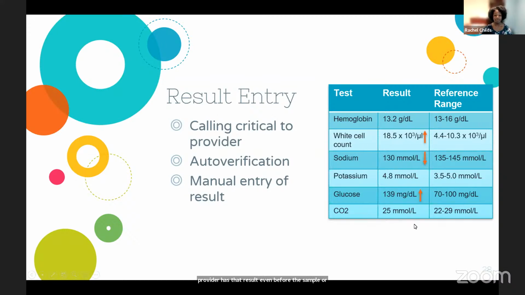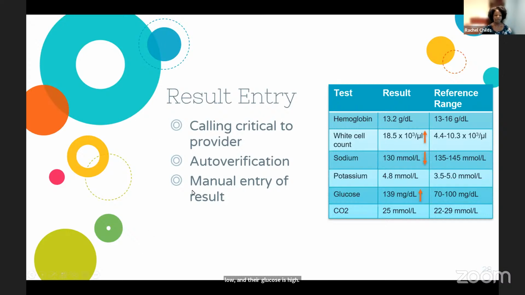A lot of times when the result gets entered in the patient's chart, it looks similar: the test performed, the result of the test, and then the reference range so that the provider can see whether that result is higher, normal, or lower than what it should be. So as an example, this patient here has a high white count, their sodium is low, and their glucose is high.